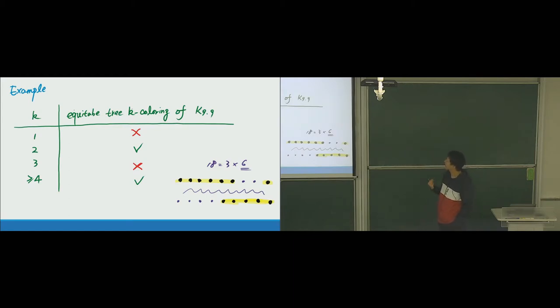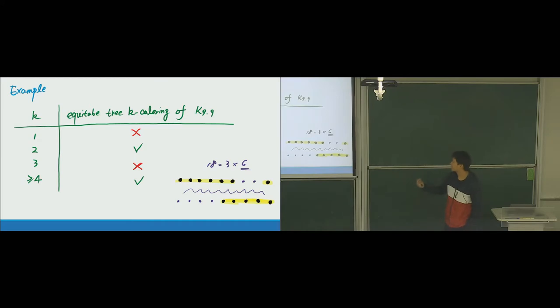Let's look at K_{9,9}. This is a bipartite graph. Of course, this graph has an equitable tree 1 covering, and there's no problem. For k equal to 2, we can see that this graph has an equitable tree 2 covering, so that each color takes 9 vertices. This is an equitable tree covering.